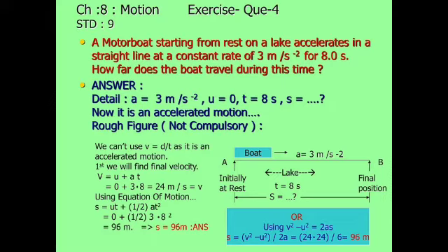In this example you can draw a rough figure, which is given for your kind information. In that figure I draw the line AB and the boat is at point A, which is the starting point. At the starting point the boat is initially at rest, so we can say that the initial velocity is 0. Then we have written a is equal to 3 meter per second square and s is equal to question mark. So in this way you can solve the examples.